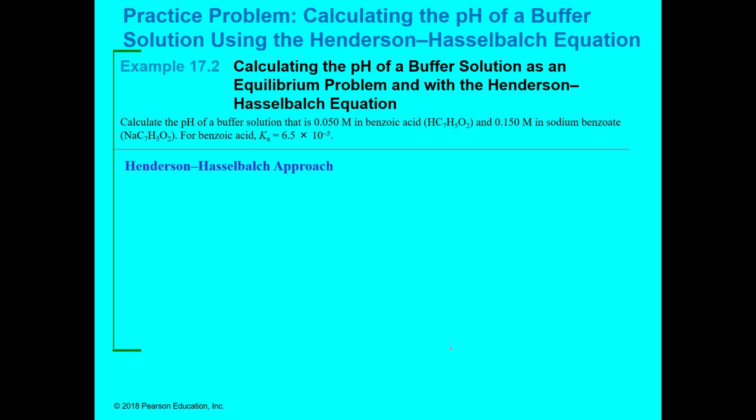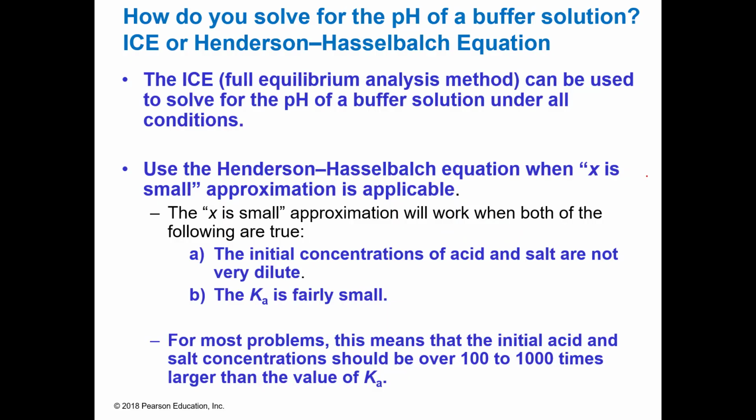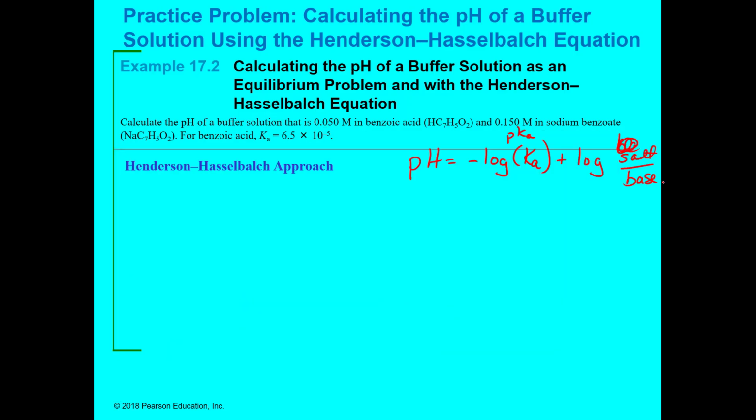Now the other way I told you I was going to show you is the Henderson-Hasselbalch way. And Henderson-Hasselbalch says that the pH is equal to the negative log of Ka, otherwise known as pKa, plus the log of the base, no, sorry, salt over the base, right? Am I right? Make sure. Yep, okay. All right, so salt over base.